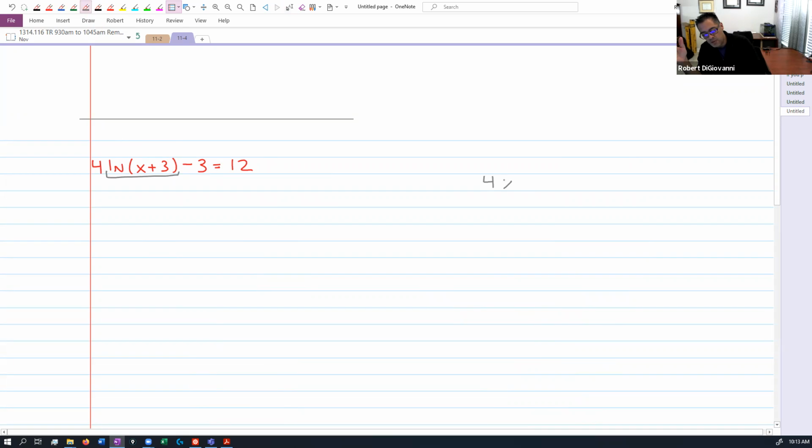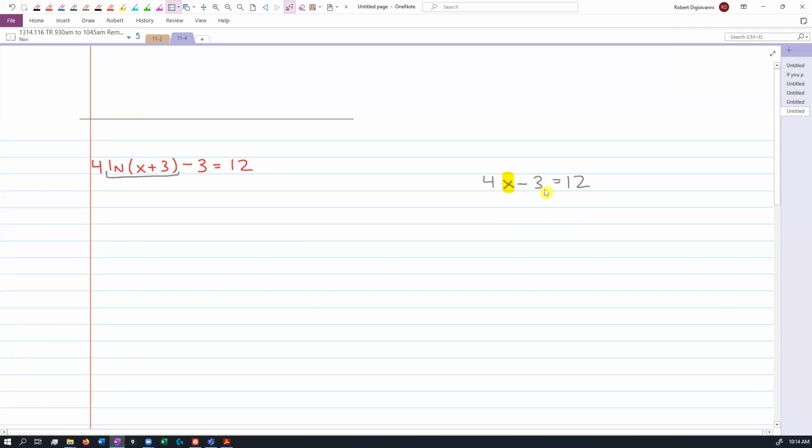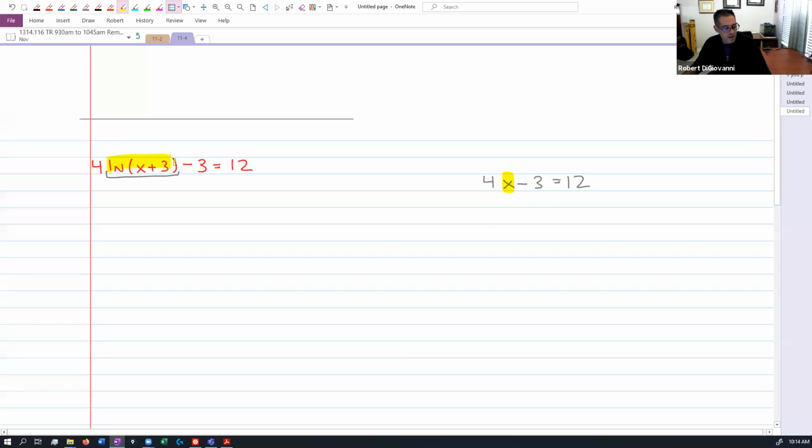If I gave you this equation, a linear equation, and asked you to solve for x, wouldn't we add the 3 first? Does that seem more natural to you, that you would add the 3 first and then divide by 4? Yes. That's kind of what we're doing, but it's the whole thing here we're trying to get by itself. Do y'all see that? It's kind of like the x's here. So we add the 3 and then divide by 4.